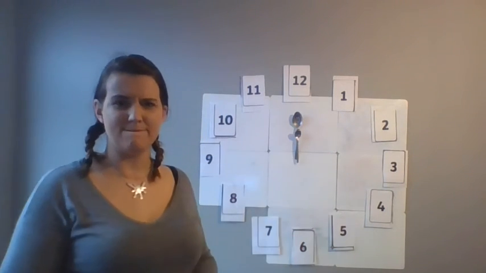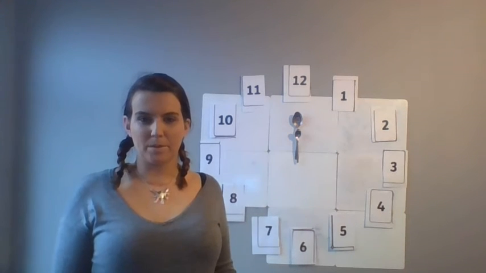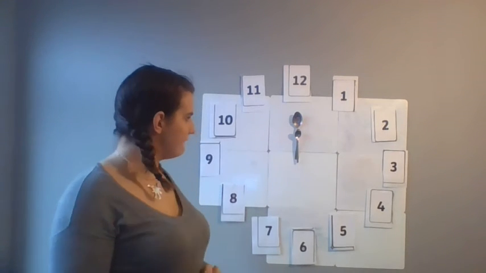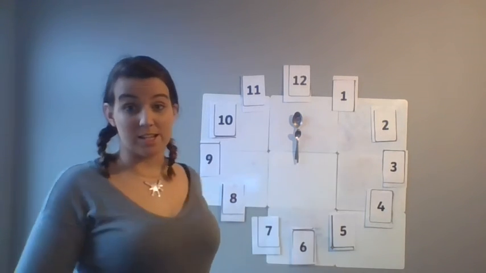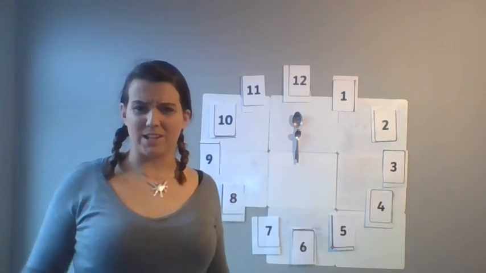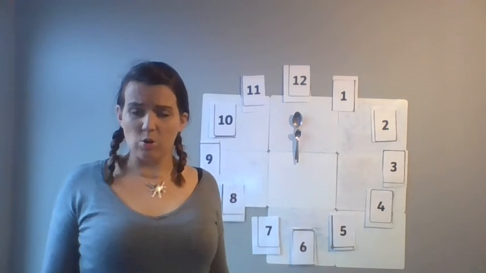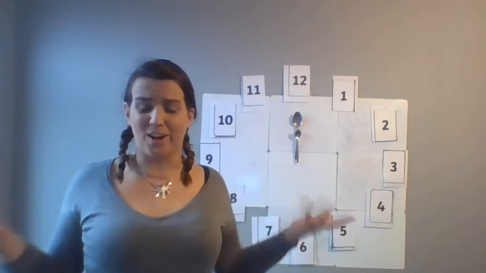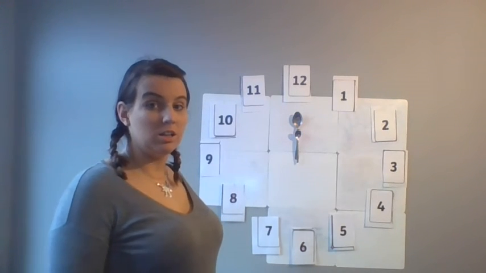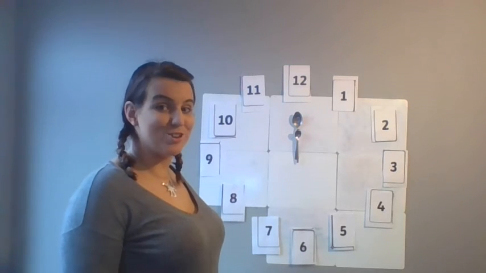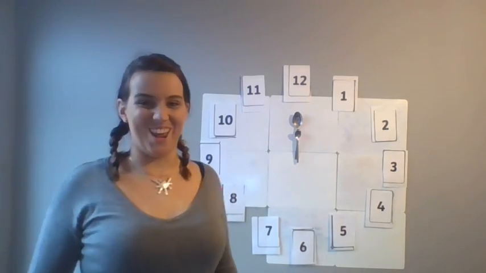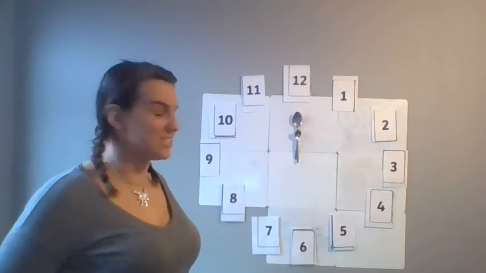Okay, but what about now? What time does the clock say? The big hand is pointing to 12 and the little hand is also pointing to 12. So can we say it's o'clock? No, that doesn't tell us what time it is. So what number is o'clock? Number 12. Good job, well done. 12. So 12 o'clock. Amazing job, guys. Well done.